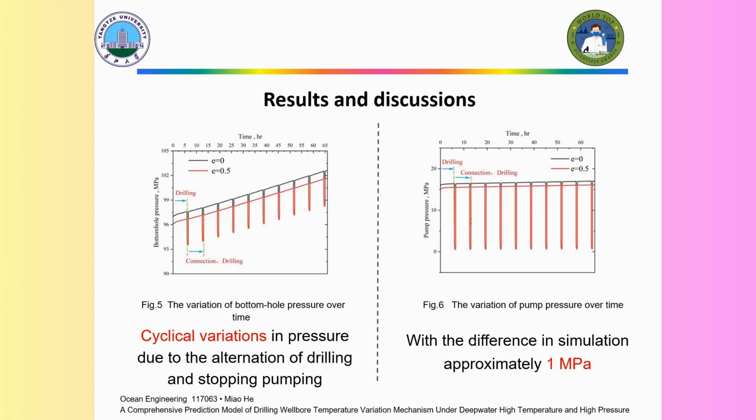Results and discussions. Figure 5, the variation of bottom hole pressure over time, showing cyclical variations in pressure due to the alternation of drilling and stopping pumping. Figure 6, the variation of pump pressure over time, with the difference in simulation approximately 1 megapascal.